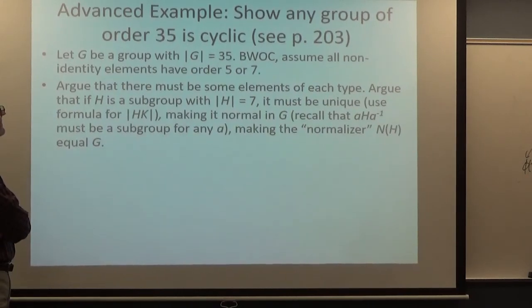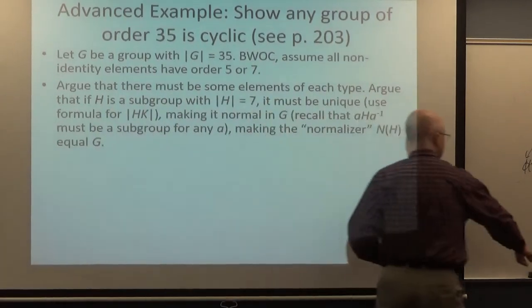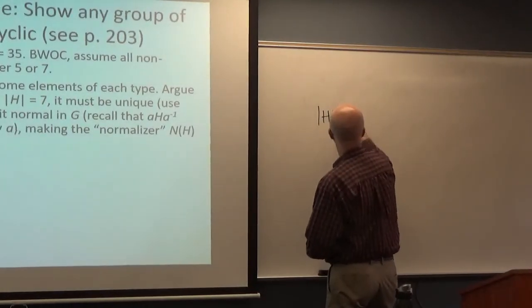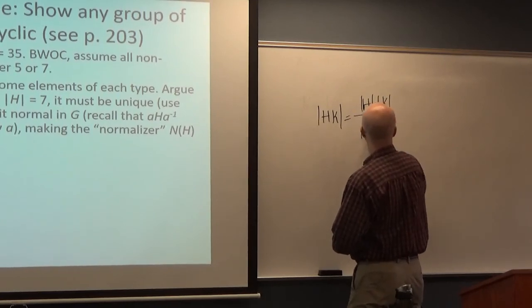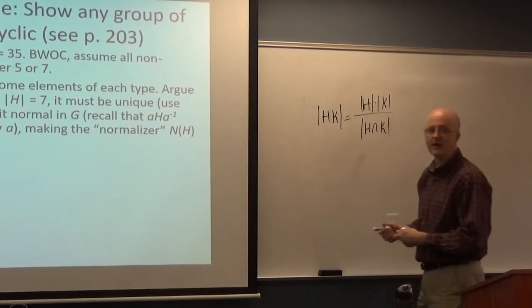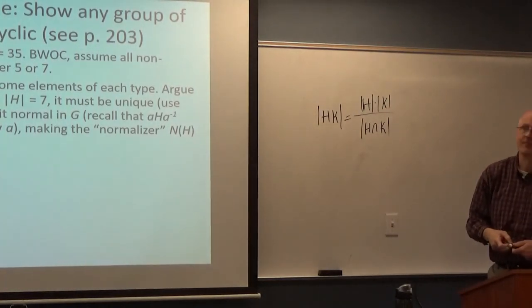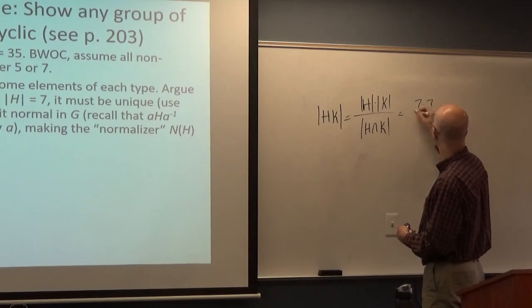And then you argue that if H happens to be a subgroup with order 7, it must be unique. It's not at all obvious, but we use a tool. We use the tool for the formula for the number of elements in HK. This is a pretty useful fact. And argue, do a quick little argument by contradiction. Suppose K was another subgroup of order 7, different from H. Then this set, HK, how many elements would it have? It would have 7 times 7 over something.